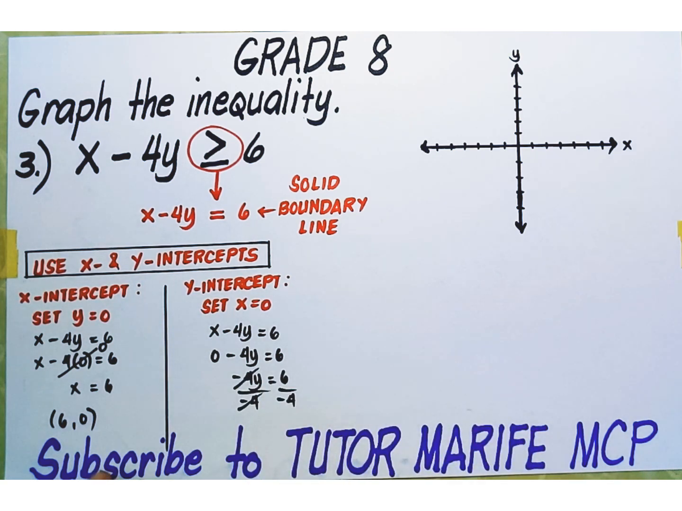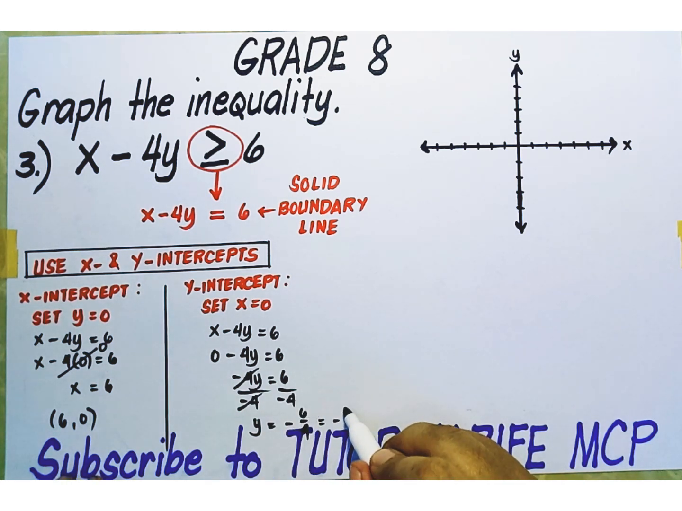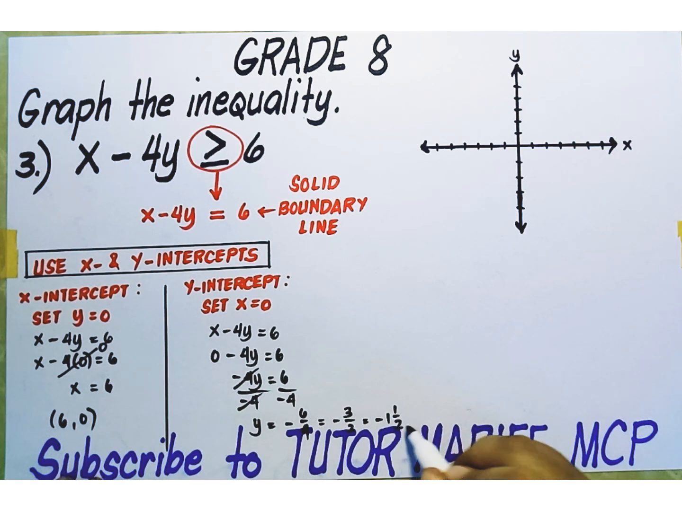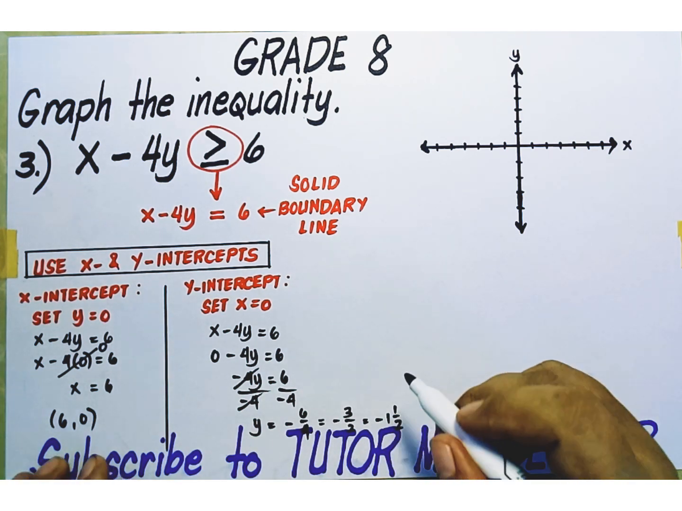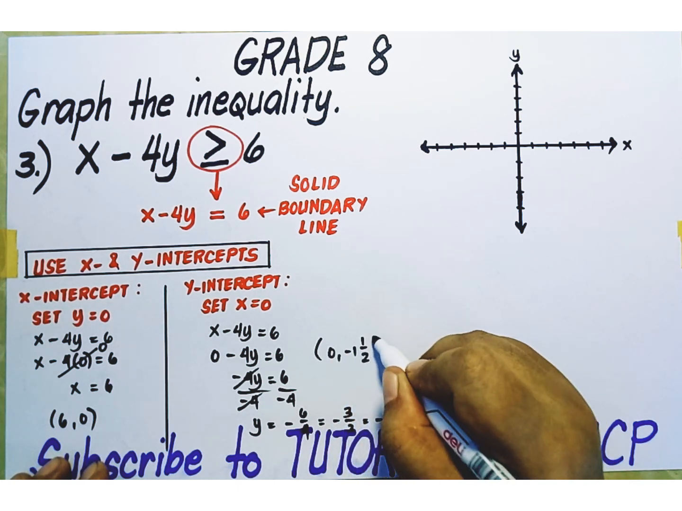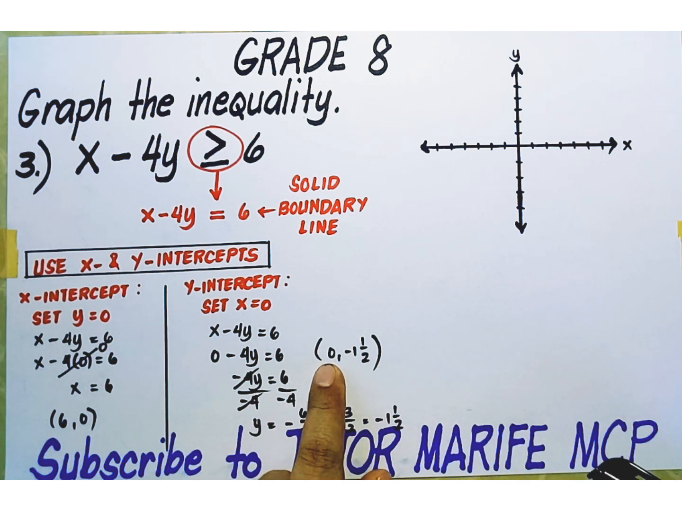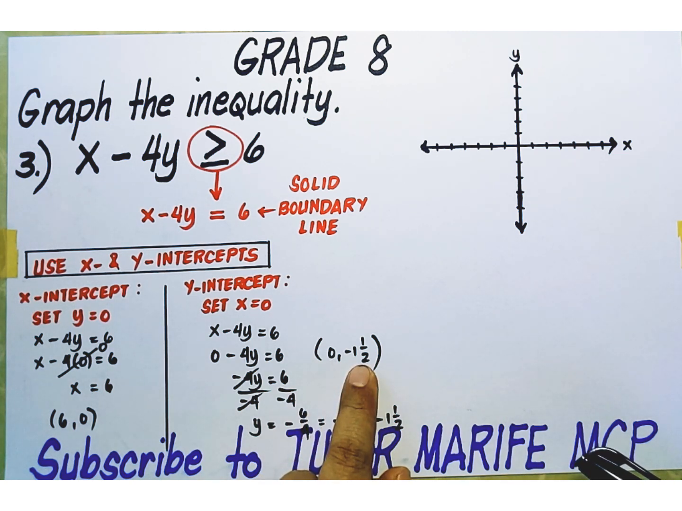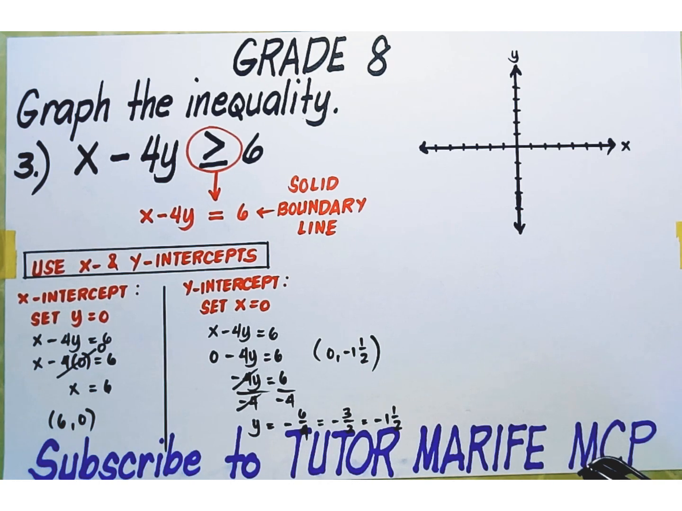Cancel out negative 4, y is isolated on the left side, and it's equal to negative 6/4. Reducing the fraction to lowest terms, we have negative, reduced by 2, 3/2, or negative 1 and 1/2. Our y-intercept is at (0, negative 1 and 1/2). The x-coordinate is 0, the y-coordinate is negative 1 and 1/2.